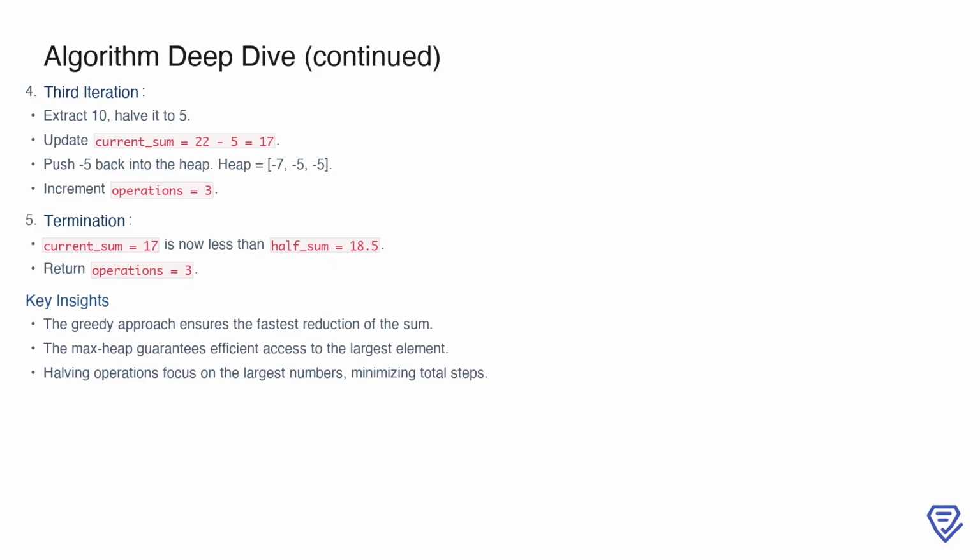This example highlights how the greedy approach efficiently reduces the sum by focusing on the largest numbers. The max heap plays a crucial role in ensuring the largest element is always processed first, while the halving operations maintain the focus on minimizing the total number of steps. By targeting the largest numbers, we rapidly reduce the sum, meeting the condition in the fewest possible operations.